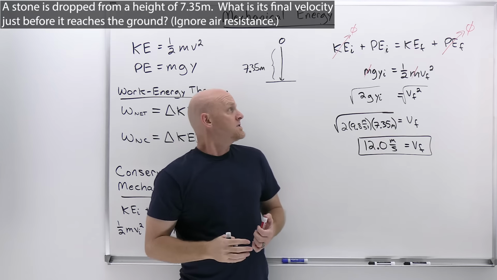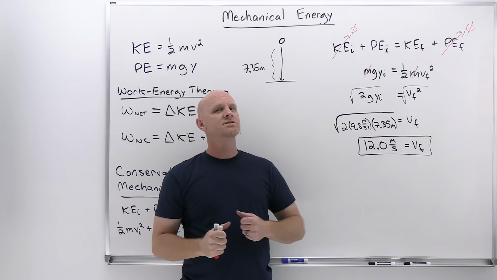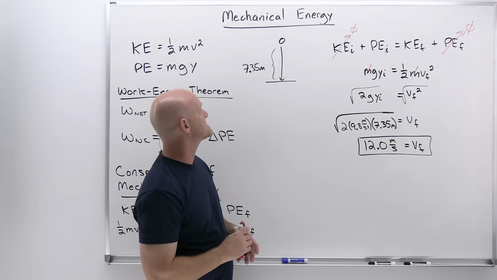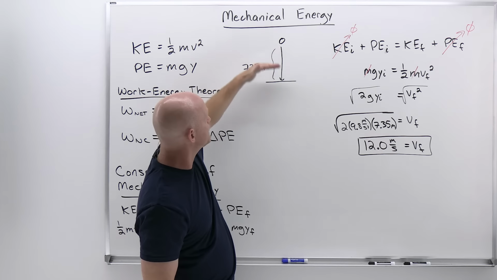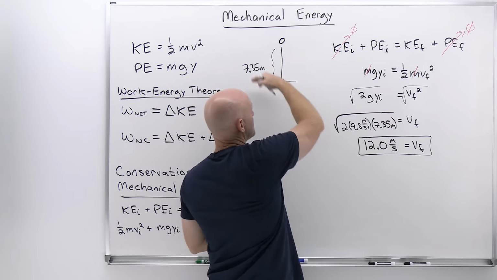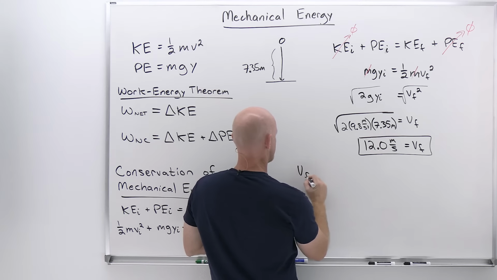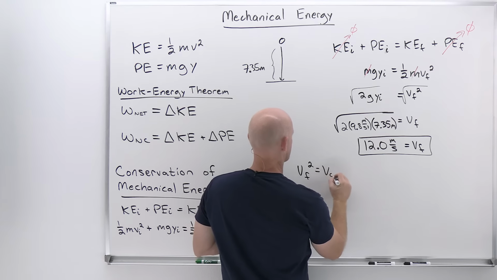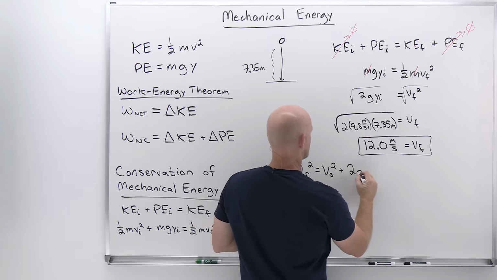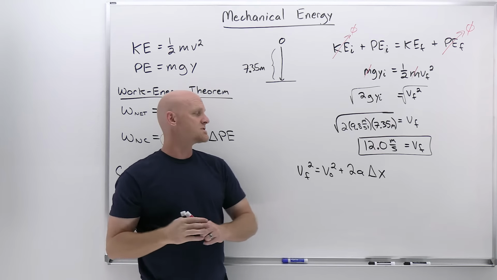Okay, so let's take a look at this a little bit differently. How might we have solved this using kinematics? Given a height of 7.35 meters, we might have said we don't know anything about how long this thing is falling, the time, and so perhaps we would have used v final squared equals v initial squared plus 2 times a times delta x. This is how we would have solved this back with kinematics.